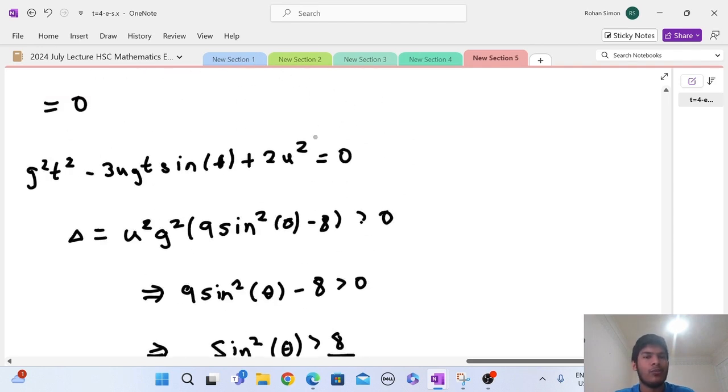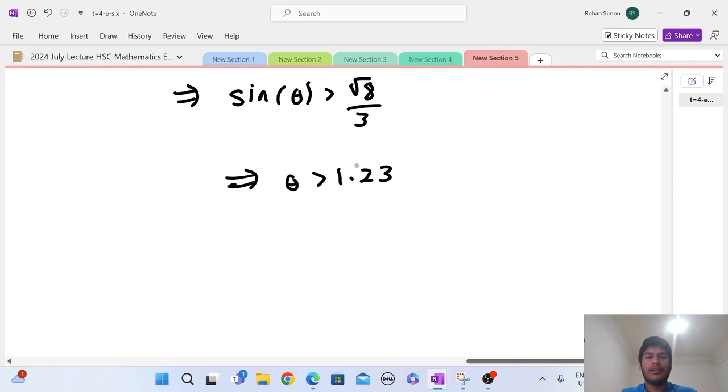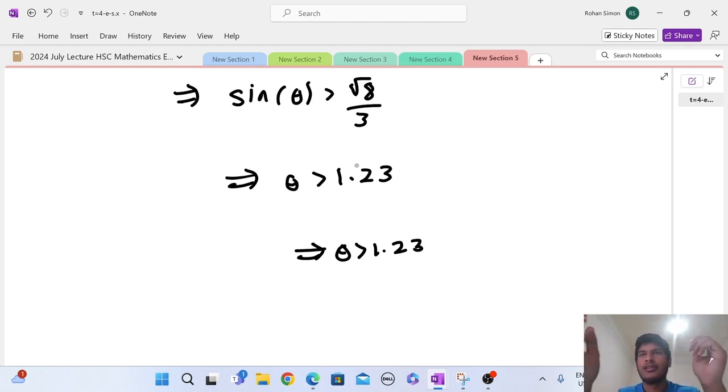What does that mean? Well, we assume that the discriminant has to be greater than 0, meaning two solutions. So if theta is greater than 1.23, we have two solutions in which the velocity vector is perpendicular to the position vector. And that's only if theta is greater than 1.23.